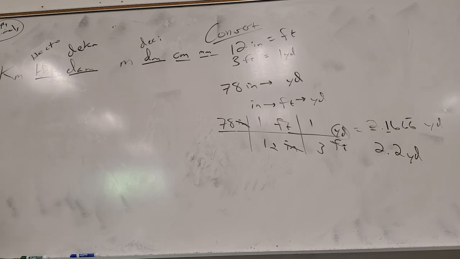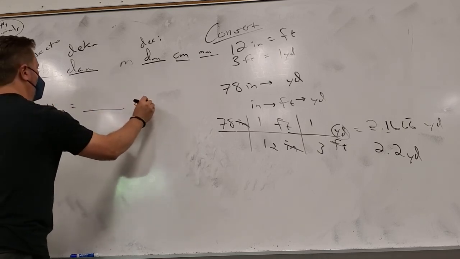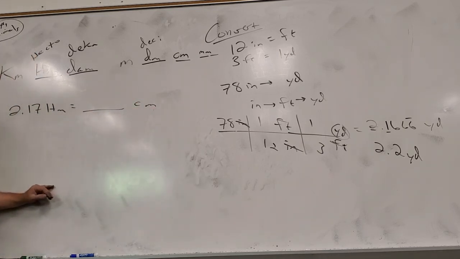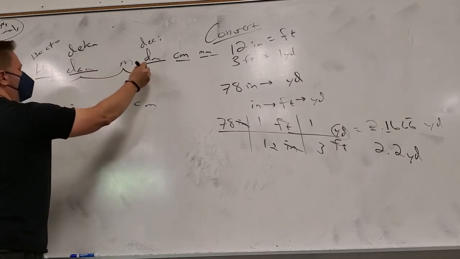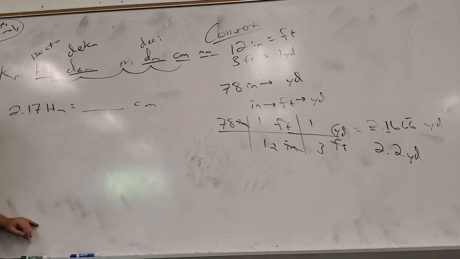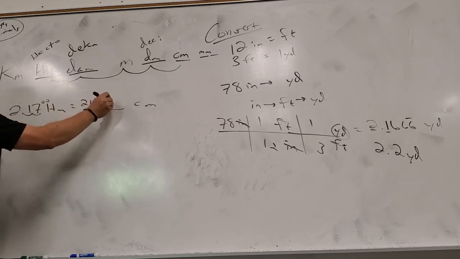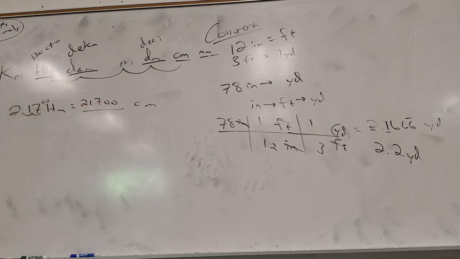So watch what that means. This kicks so much ass. If I have 2.17 hectometers, and I want to know how many centimeters that is, how far away is centimeters from hectometers? 1, 2, 3, 4. So I'm going to move the decimal. 1, 2, 3, 4. 21,700.